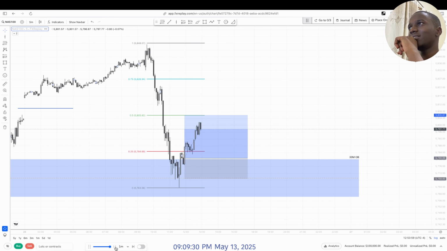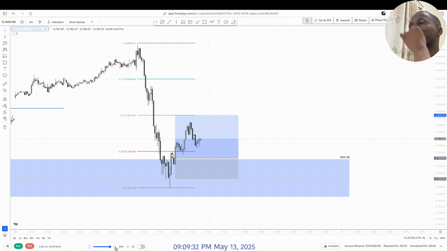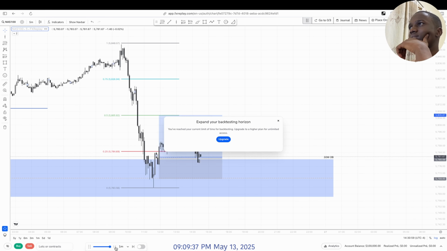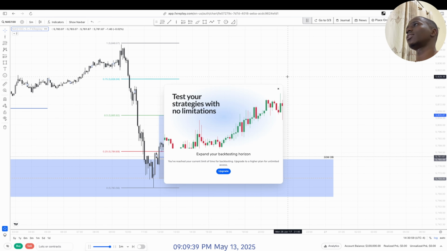Double up your entries, because you see fair value gaps are being respected, so you can adapt your entries maybe. Come on, seriously.